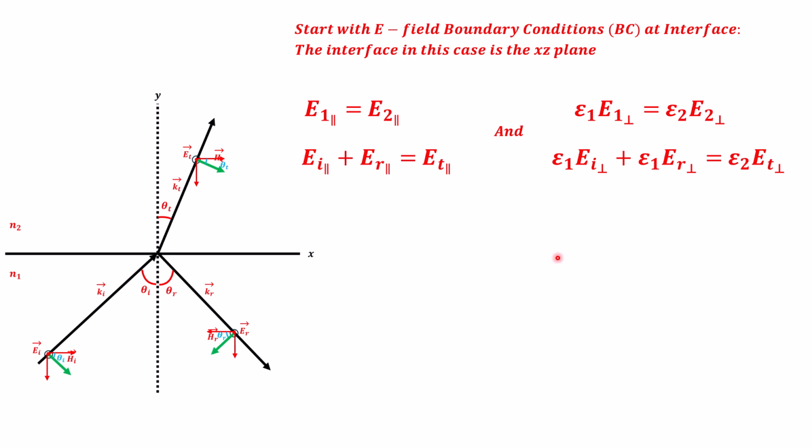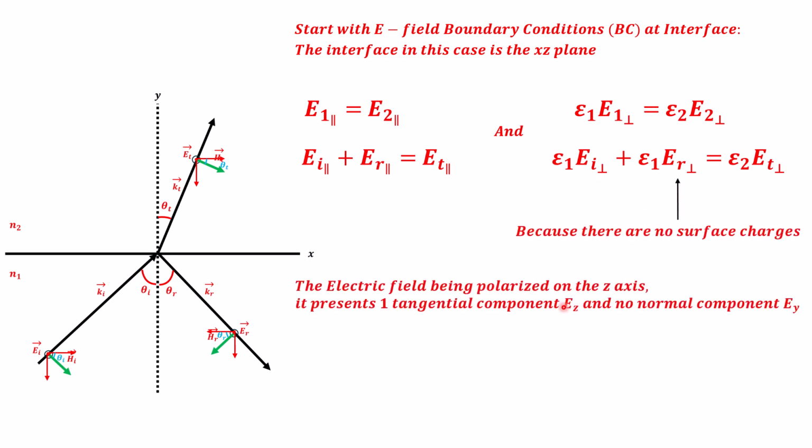And it's continuous in this case for the normal component because we are working with dielectrics, and for dielectrics we assume that there are no surface charges. So this is why we assume that they're continuous, because there are no surface charges.